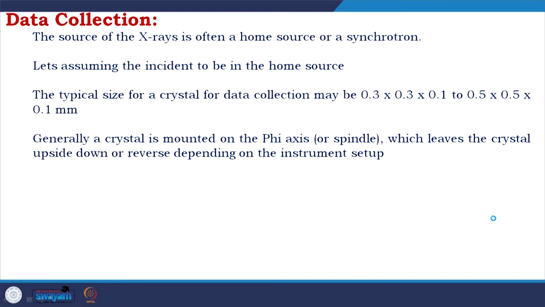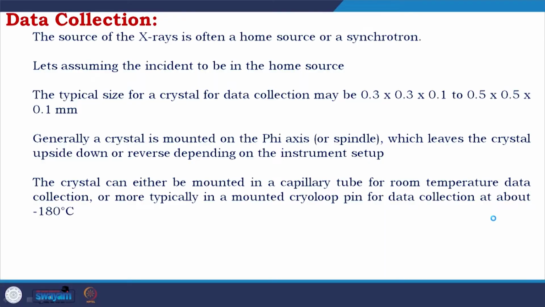Generally, a crystal is mounted on the phi axis of the spindle, which lifts the crystal upside down or up, depending on the setup of the instrument. The crystal can either be mounted in a capillary tube for room temperature data collection, or more typically in a mounted cryoloop. I mostly discuss the mounted cryoloop because it is the general way to collect data; more than 90% of data we collect with a cryoloop, but there are also capillary processes, which I talked about a little bit.